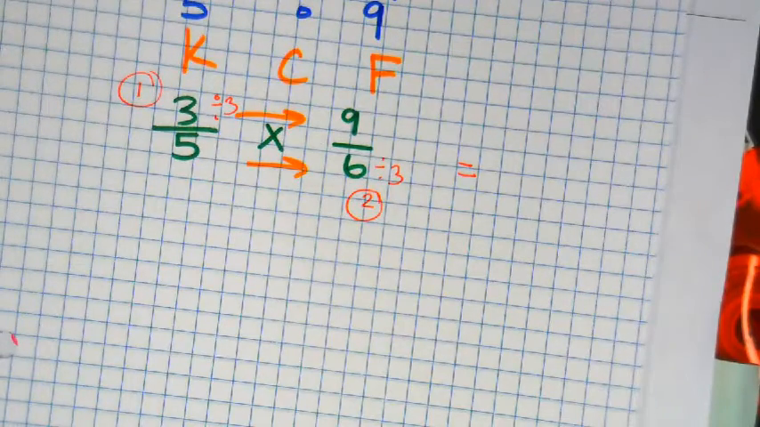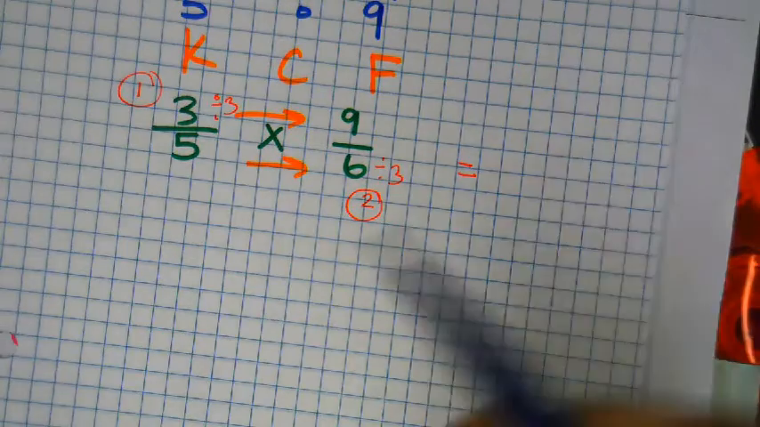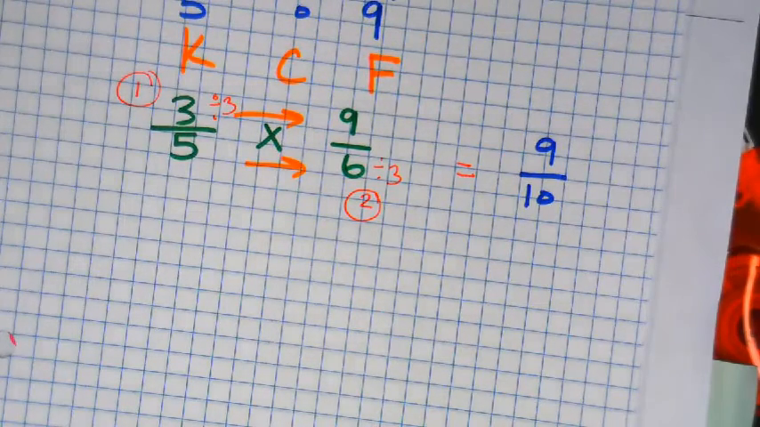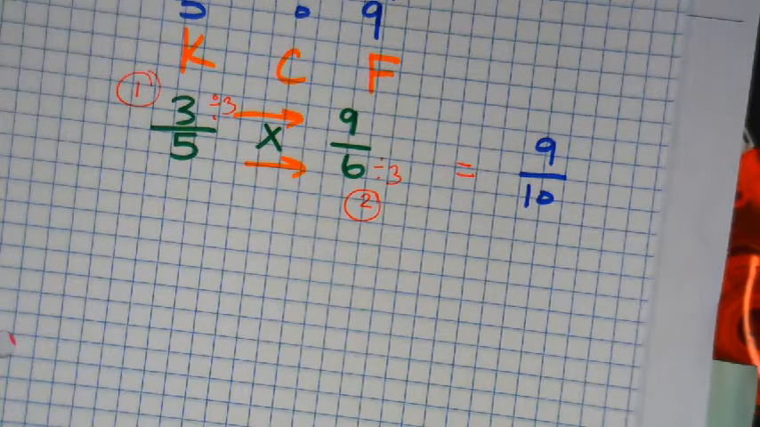I don't think you can simplify these in the corners. No. So it would be 9 over 10, and you're done. You can't simplify.